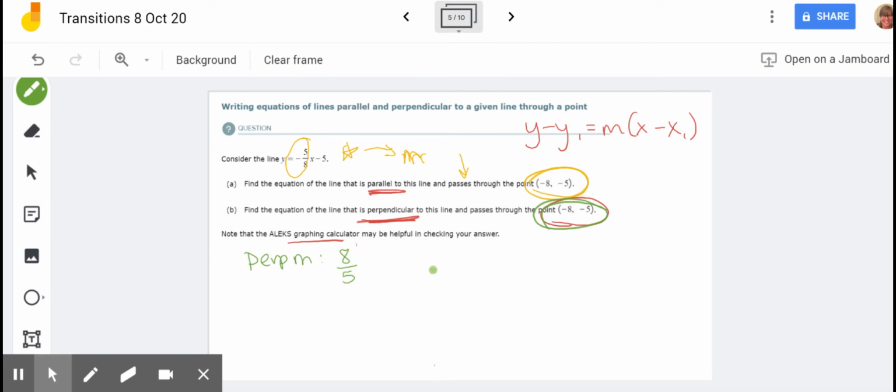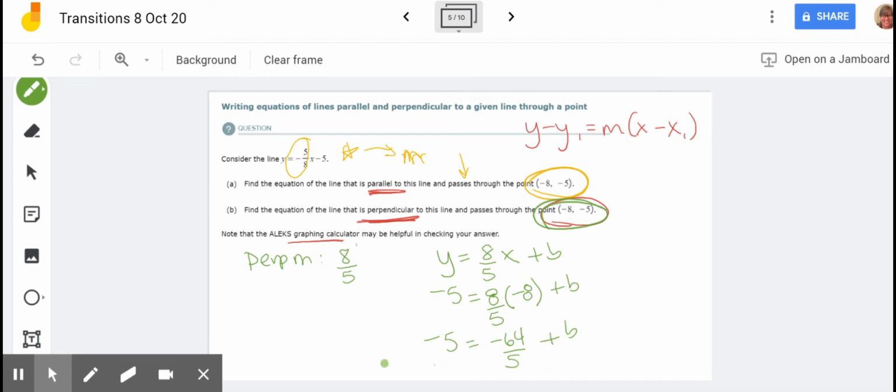All right, now we're going to use the formula. I'll do y equals 8/5 x plus b. And then I'll plug in the point. Okay, -5 equals 8/5 times -8 plus b. Okay, -5 equals -64/5. Did I plug that in right? I did, right? -5, and then -8, 64/5 plus b.